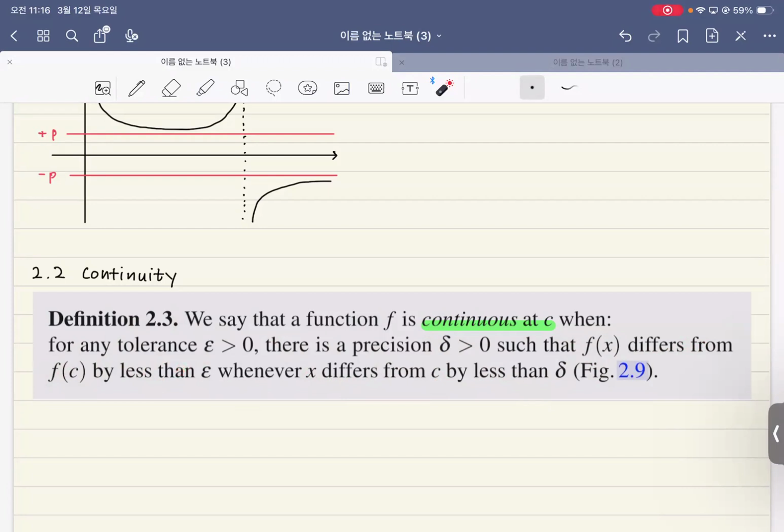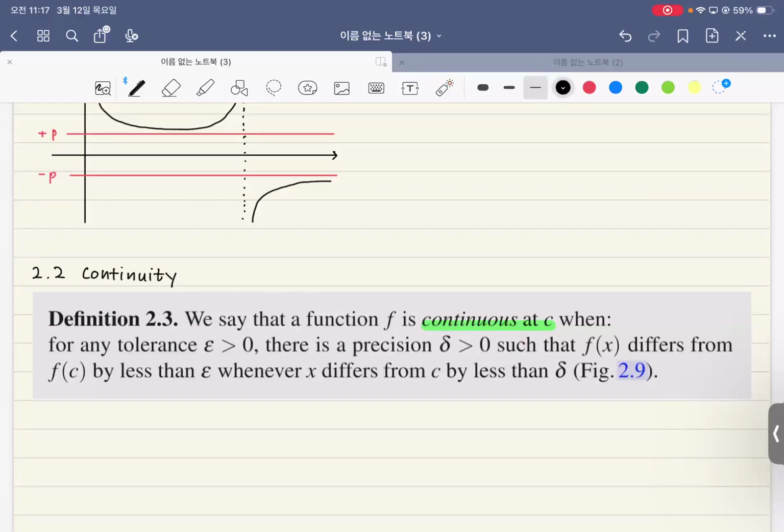With x different from c. So if x lies in the region between c minus delta and c plus delta, then f of x lies in the region between f of c minus epsilon and f of c plus epsilon. If this guarantees that, so for any epsilon, if you can find a delta satisfying this, then we say f is continuous at c. Okay.